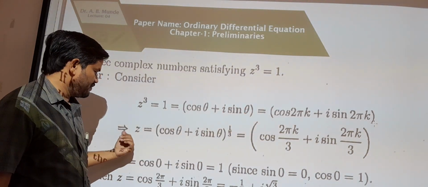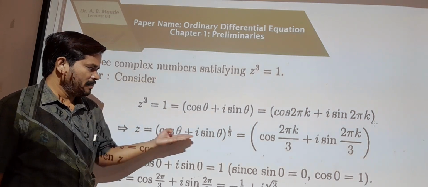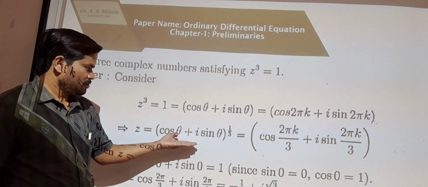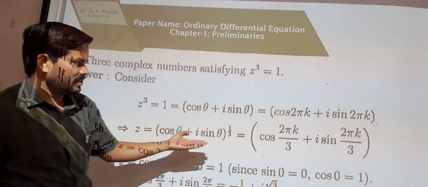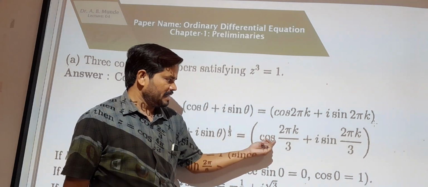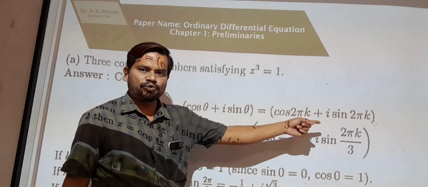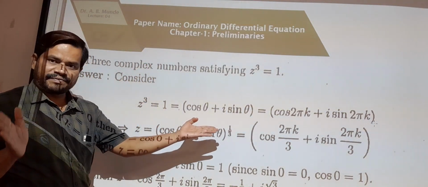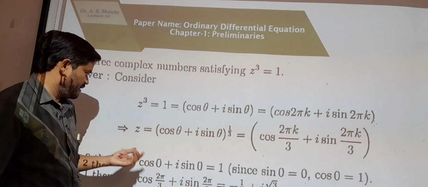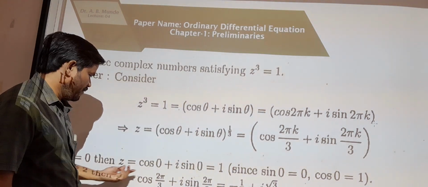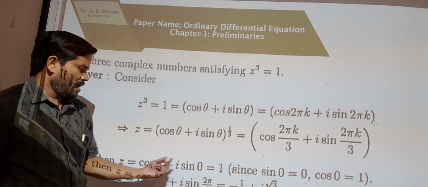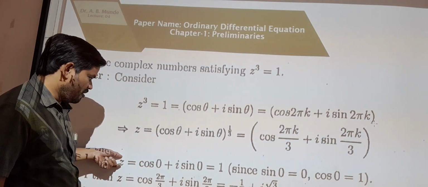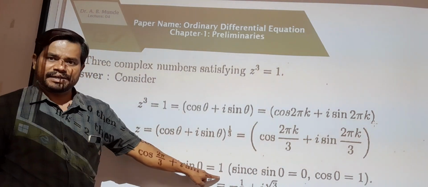Which implies the value of z is (cos theta plus i sin theta) raised to 1 by 3. Just take the cube root. Once you take the cube root here, you take the cube root on the other side also. So it is cos of 2 pi k by 3 plus i sin of 2 pi k by 3. Now put the value of k first as 0. If you put k equals 0, we get cos 0 plus i sin 0, and you know the value of cos 0 is 1 and the value of sin 0 is 0, and that's why the value of this z is equal to 1.